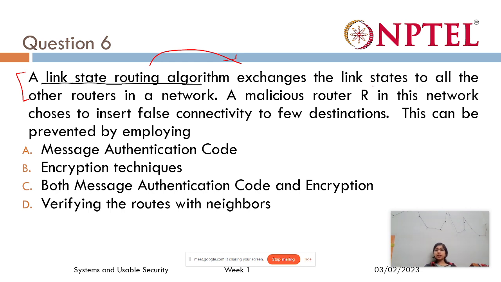And now it says that in that path, there is a malicious router R that is inserting false connectivity to a few destinations through which the data packets need to go. In this case, how can we prevent the data packet from being transferred into the wrong hands? Because the malicious router is trying to access some of the destinations, or it is trying to change the desired destination from which the packet originated.